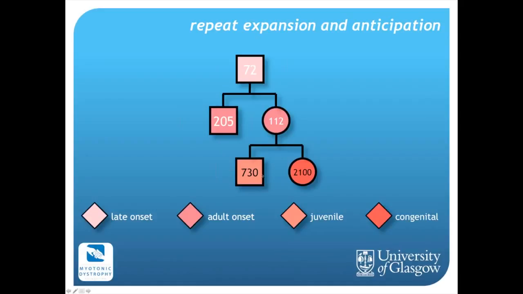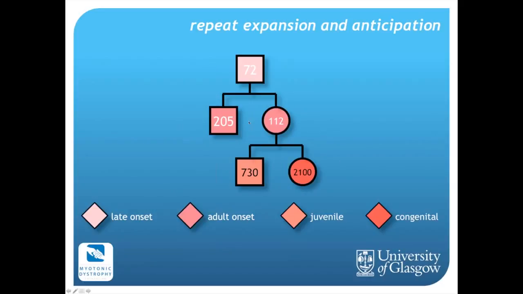hundreds of repeats. And again, this can be associated either with the juvenile form or the most severe congenital form of disease when we have many thousands, or we can have many thousands of copies of the repeat. So this increasing number of repeats from one generation to the next is what explains the anticipation. The symptoms become progressively worse and successively earlier in succeeding generations.